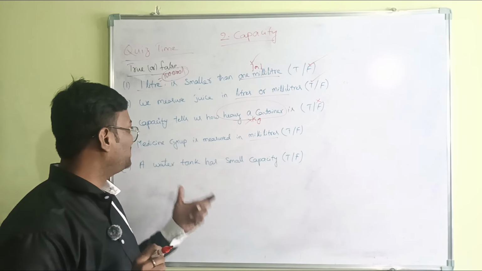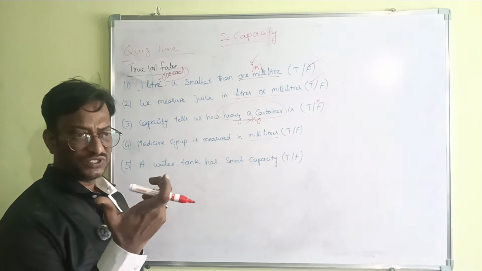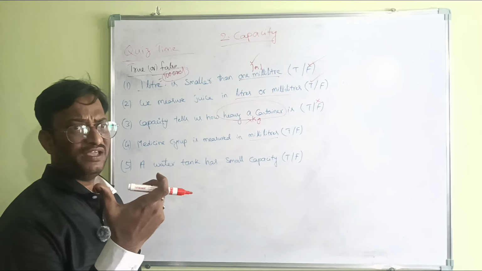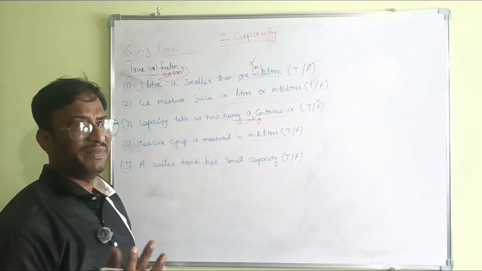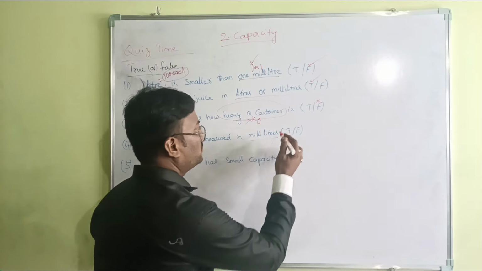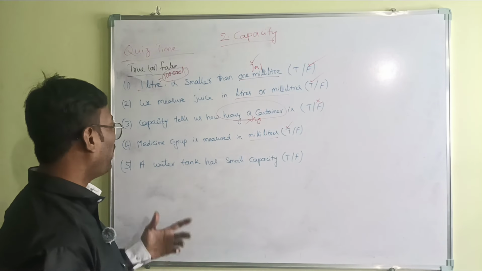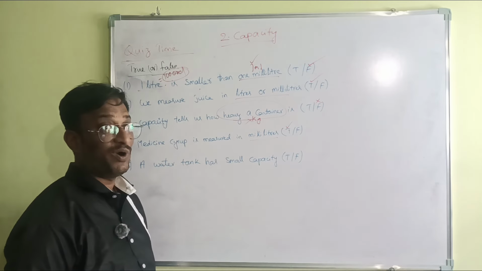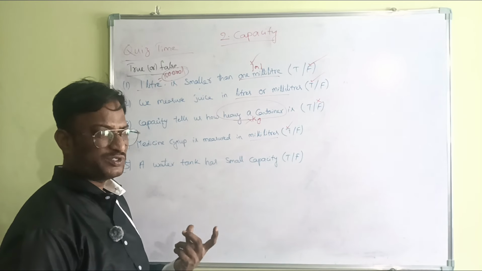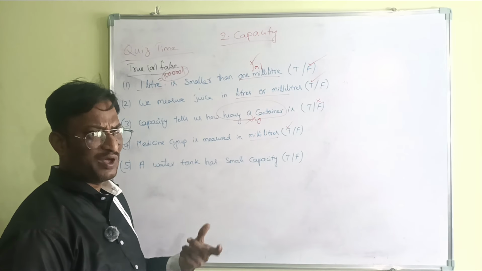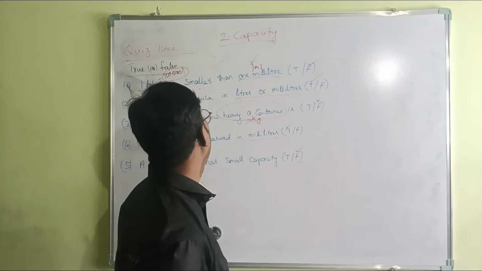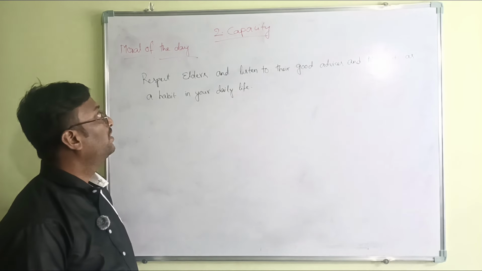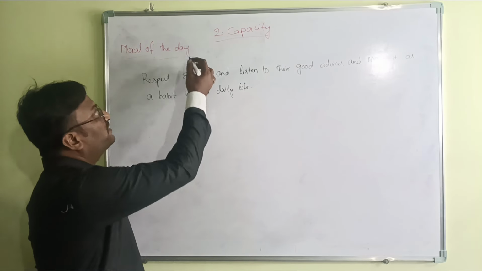250 ml. In medicine syrup, you will have some bottle. If you observe carefully, they will give some number with ml. You see once in medicinal syrup. You try to see that. So this is right. A water tank has small capacity. Water tank, it's a big one. It will have small capacity? Is a glass to have small capacity? No, it is having large capacity. So it is false.